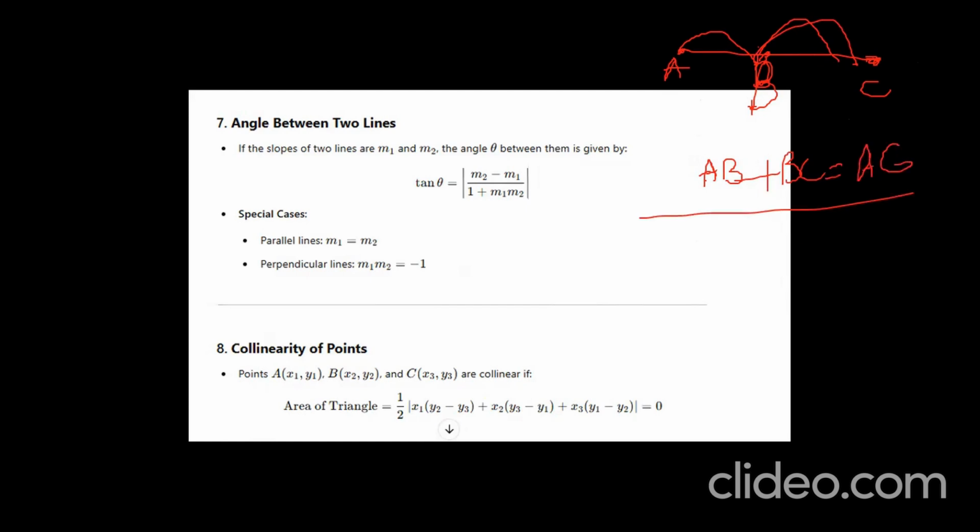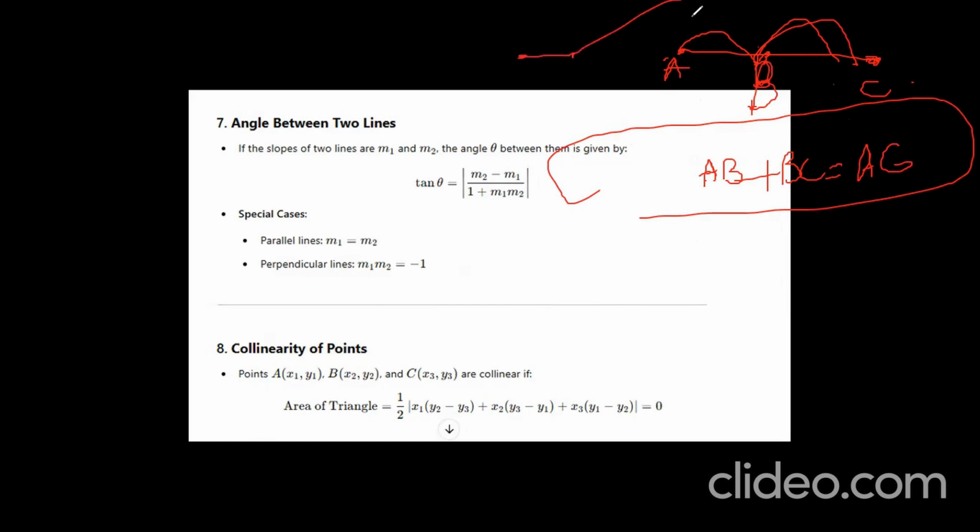Next, collinearity of points. Points A of x1 y1, B of x2 y2, C of x3 y3 are collinear. Collinear means the 3 points should lie on the same line. When do you say that the 3 points lie on the same line? If you take A to B distance plus B to C distance, and the total distance becomes AC distance, then we can say that these 3 points are collinear.